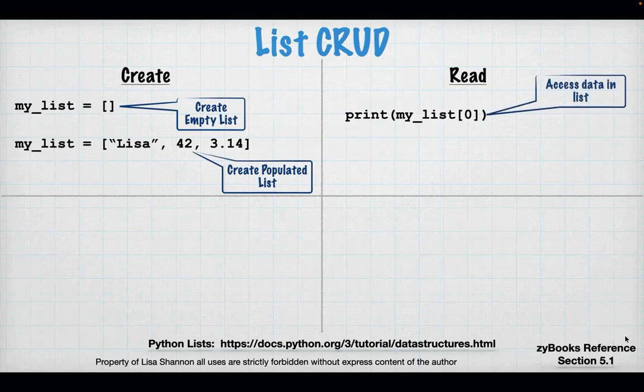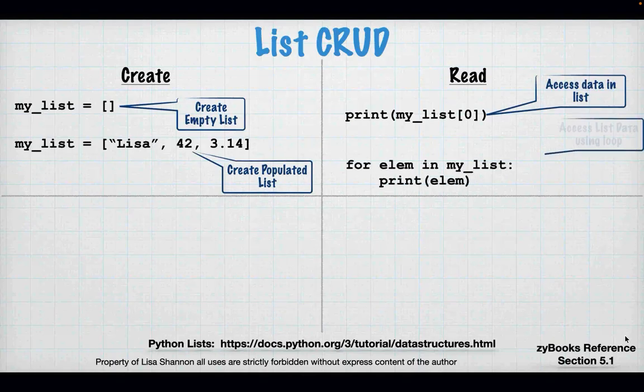Read: well, we know how to deal with indices, and lists have indices, so you can print my_list of zero. And this is when I talked about loops and I said for loops were made for lists, this is why. So I can basically say for elem in my_list, and elem is just a variable name. What Python will do is go sequentially, get every item out of that list, and do whatever I ask it to do with them. So I can access my list data using a loop in just a couple of lines.